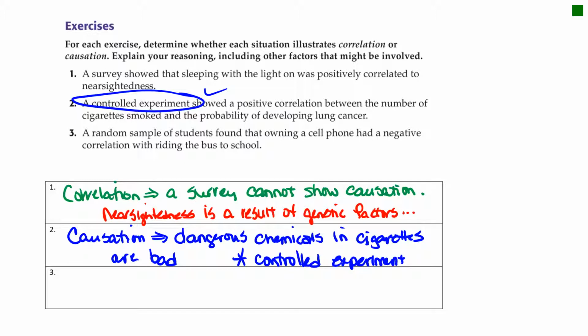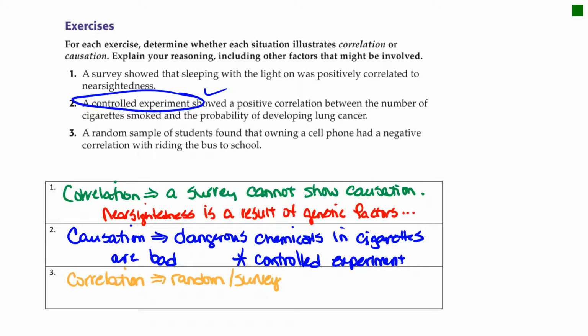All right. A random sample of students found that owning a cell phone had a negative correlation with riding the school bus. So if you have a cell phone, you don't want to ride the school bus. That's what that's saying. Does owning a cell phone cause you not to want to ride a school bus? No, that's a correlation. Okay. So first of all, it was a random sample of students. The word random implies like a survey, right? Random implies survey, which tells us it can't be a causation from that. We have to have a controlled experiment.